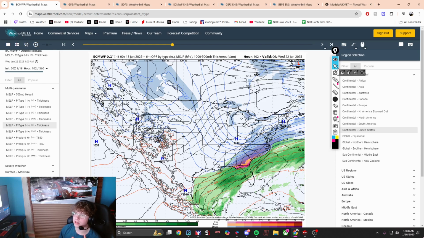And that is only because the Euro doesn't really depict the southern geometry, the Baja low, that pulls the energy down and just shoots it off like that. And that's how you get your snowstorms. It doesn't show that. It's really bad at how it depicts that.